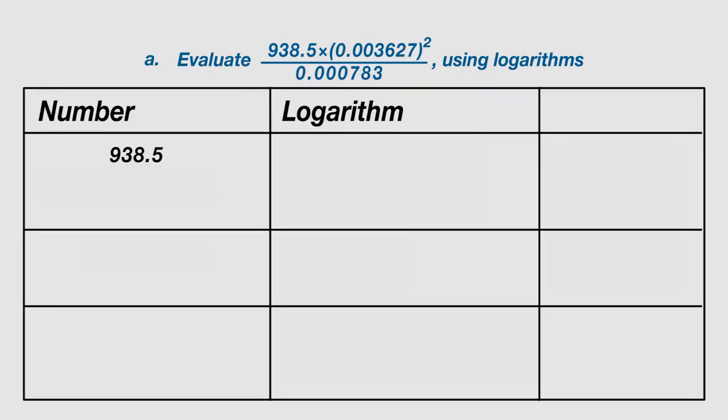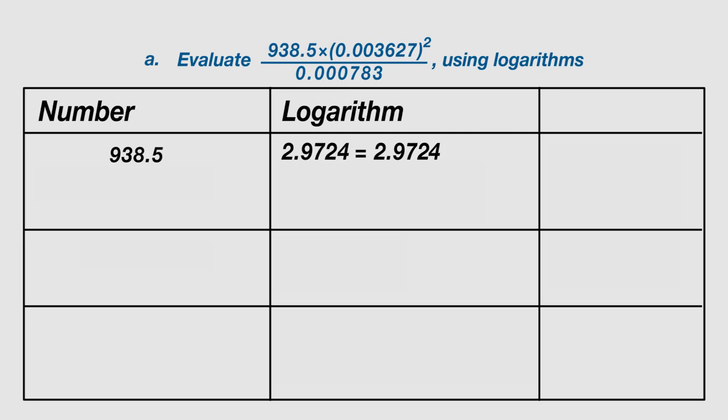Now, our first number is 938.5. So we write down 938.5. And then we look for the log of that number. That gives us 2.9724. Now, to get this, you can either use your calculator or the log table. Just make sure you do it right.